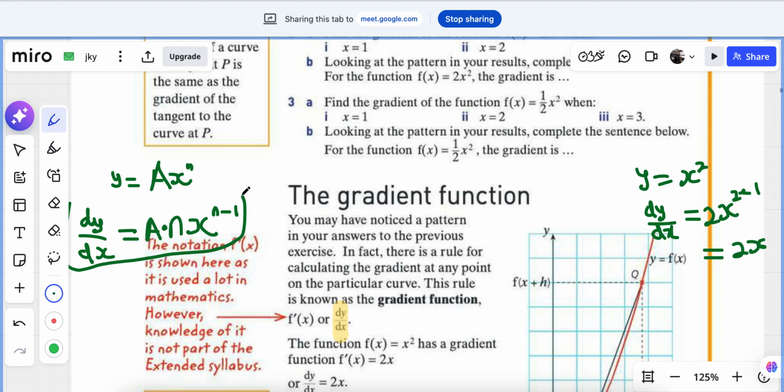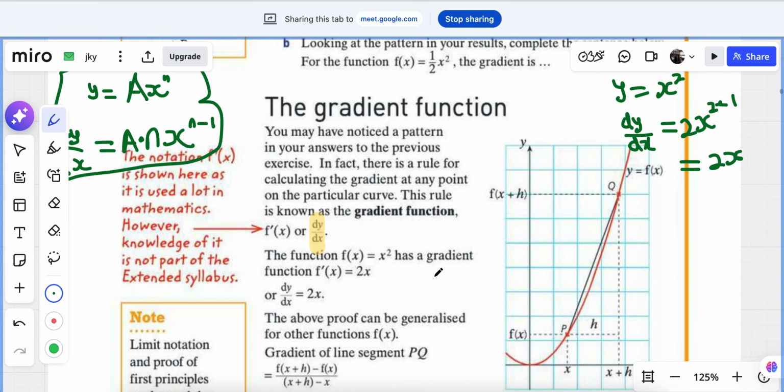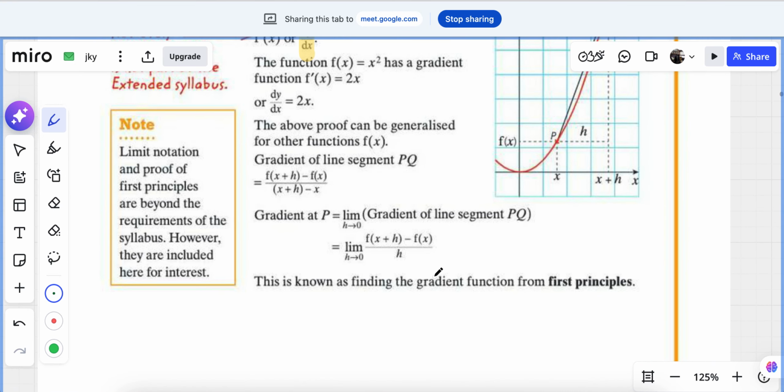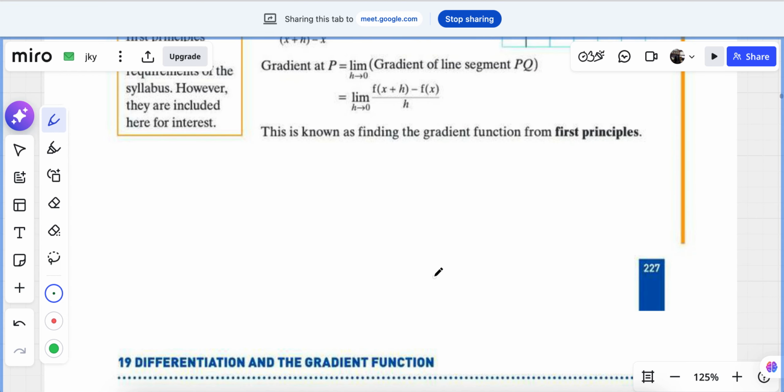This is the technique for differentiation. When we are given a function, this is what we do. We bring the power to multiply the coefficient, and we subtract 1 from the power. This is how we differentiate. We're going to look at differentiation from first principle, but this is how we differentiate. It's a very easy thing to do.